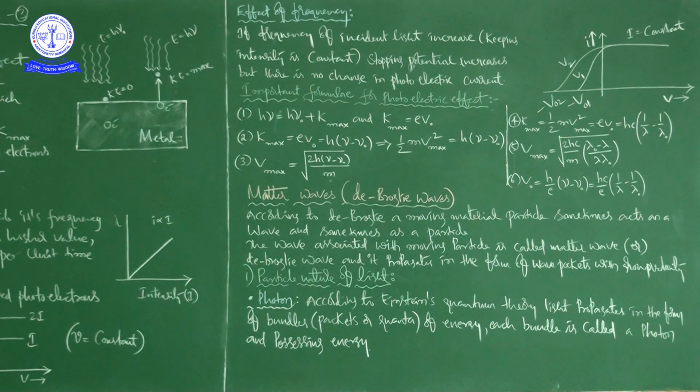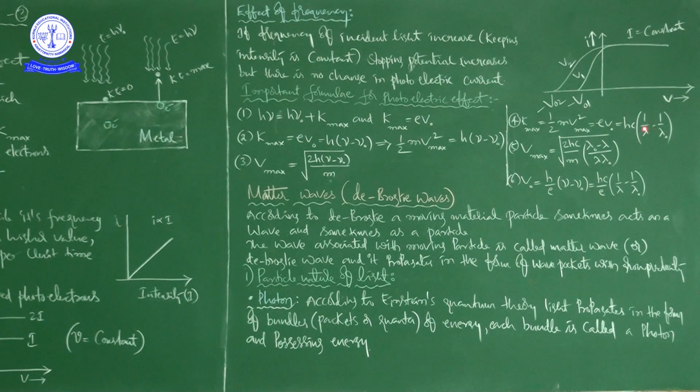Next, the fourth one. The same thing he is repeating: K maximum is equal to half M into V maximum square, that is equal to e into V naught. That e into V naught you can write using c is equal to nu lambda, so in place of nu you can write c by lambda, and here c by lambda naught. So you can write it as hc into 1 by lambda minus 1 by lambda naught. The same thing you can also write as hc into lambda naught minus lambda by lambda naught.